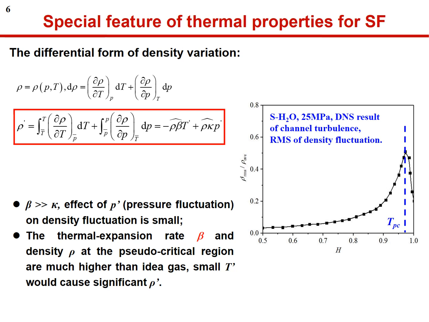As mentioned earlier, the thermal expansion rate and density in the pseudo-critical region are much higher than the ideal gas. Thus, a small fluctuating temperature would cause a significant density fluctuation. This figure shows the density fluctuation of supercritical water in the channel flow. The results are obtained by our DNS calculation on a supercritical channel flow. We could see that the root mean square of the density fluctuation is not negligible compared with the mean density.